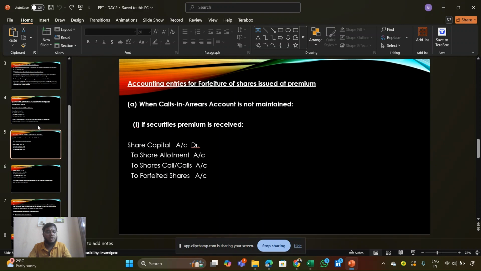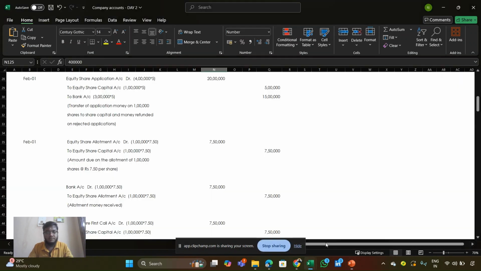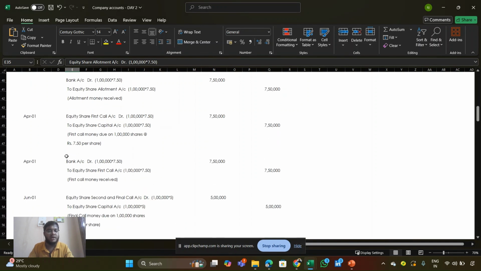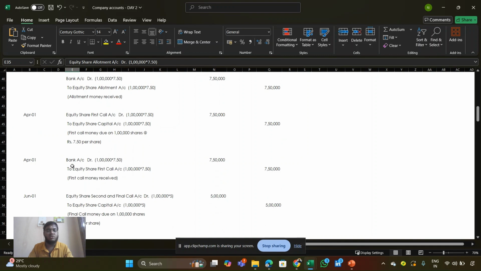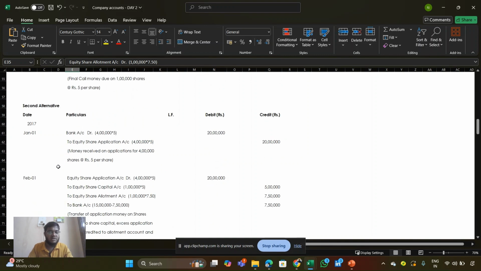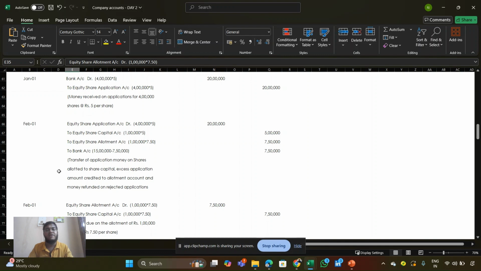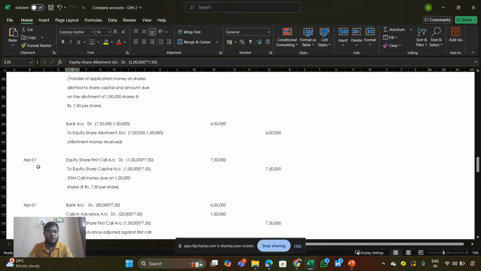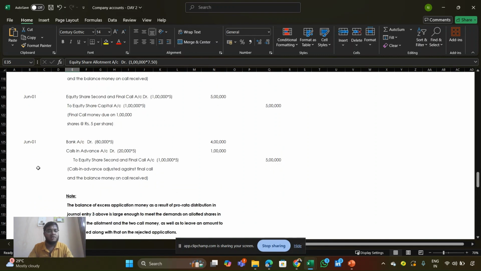Then we'll see the sum based on forfeiture of shares. If you understand the concept of forfeiture and reissue, the whole chapter is easy. It is the main thing. In every sum there will be forfeiture and reissue. It's an important concept. If you understand this concept, it's easy to understand.